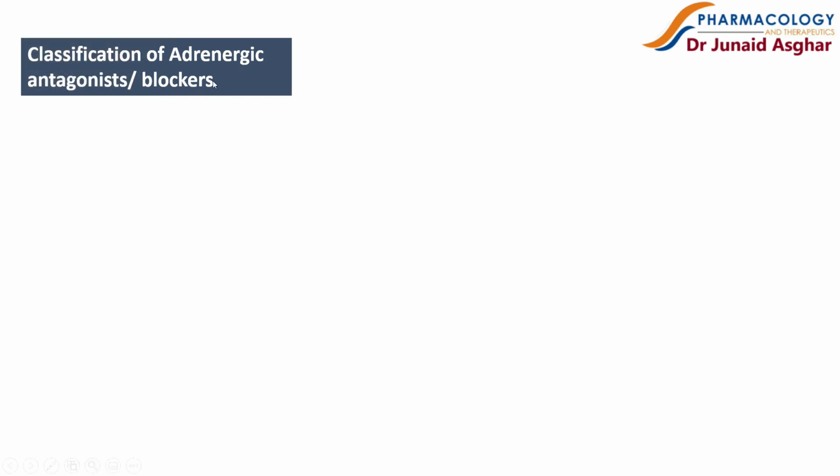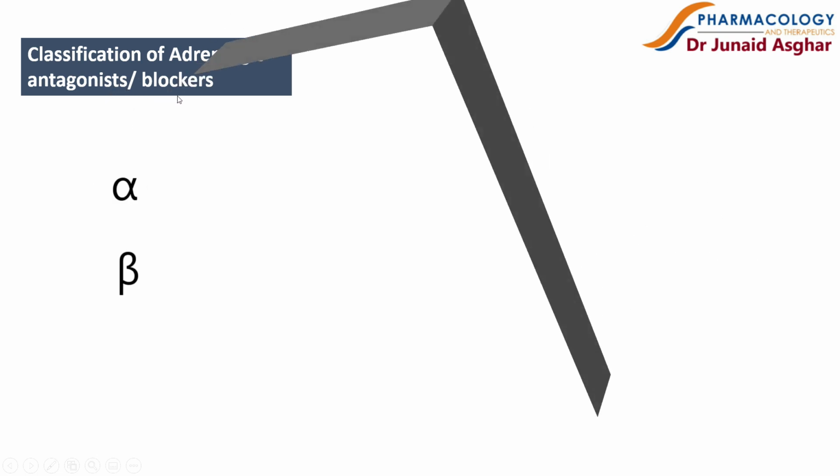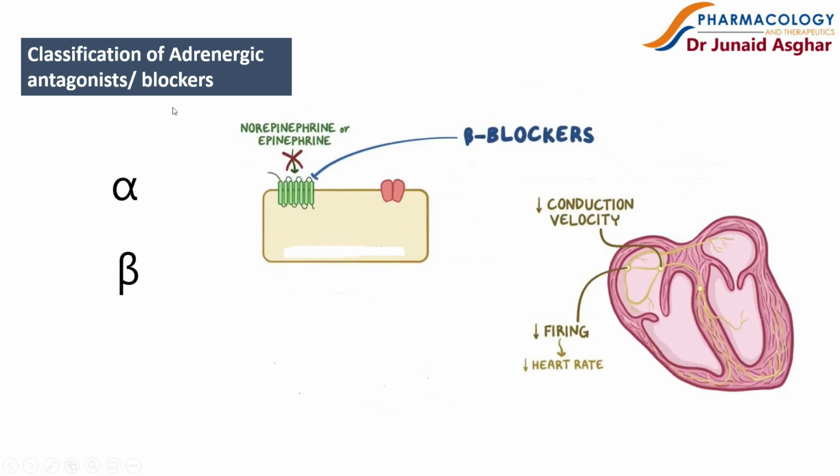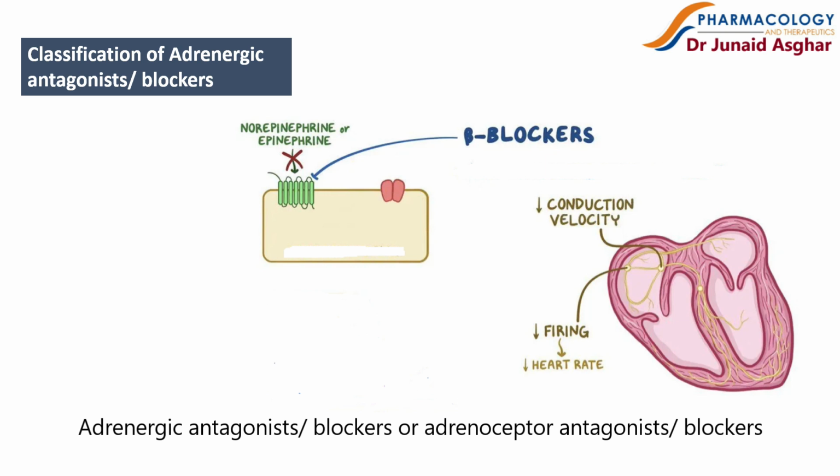So today we classify adrenergic antagonists, or adrenergic blockers. These are the drugs which will block the alpha and beta receptors, or they will block the effects of adrenaline and noradrenaline on the alpha and beta receptors. We also call them adrenergic antagonists, adrenoceptor antagonists, or adrenoceptor blockers.